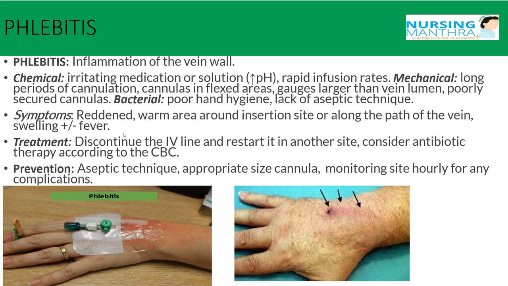Symptoms: there will be a reddened, warm area around the insertion site. You can see here, along the path of the vein. There will be swelling. Sometimes fever will be there. Treatment means immediately we have to discontinue the IV line and restart it at another site. Consider antibiotic therapy according to the CBC level. Prevention: aseptic technique, appropriate size cannula, then monitor the site hourly for any complications. Like that we can prevent phlebitis.